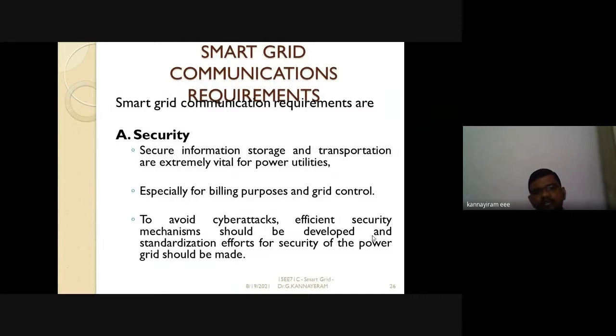Then, smart grid communication requirements. We are going to discuss some important parameters that are required for smart grid communication. First one is security: secure information storage and transportation is extremely important for power utilities, mainly for billing purposes and also grid control. To avoid cyber attacks, efficient security mechanisms should be developed, and sanitization efforts for security of the power grid should be made. Otherwise, if a hacker causes a collapse in your grid, it can affect the entire grid structure.